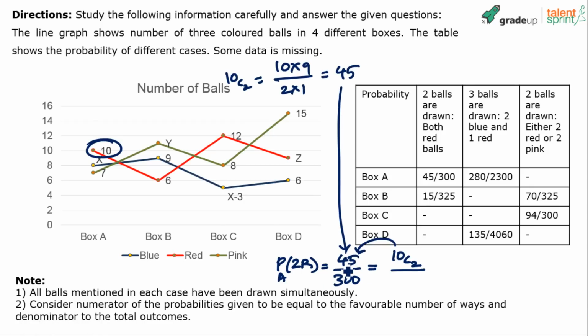Now, how will you get the denominator 300? The denominator represents the total number of outcomes. Very clearly, the denominator is nothing but the total number of outcomes. What will be the total number of outcomes? The number of ways in which 2 balls can be selected in box A.